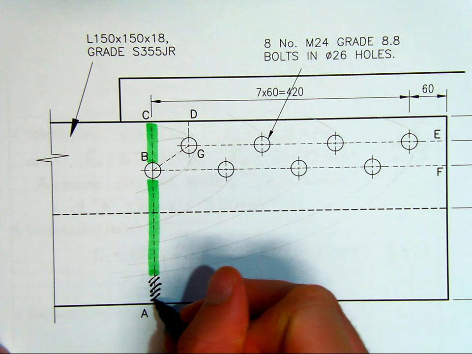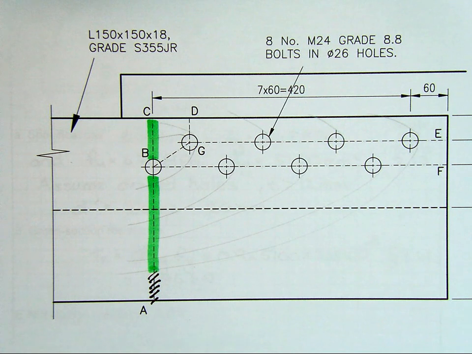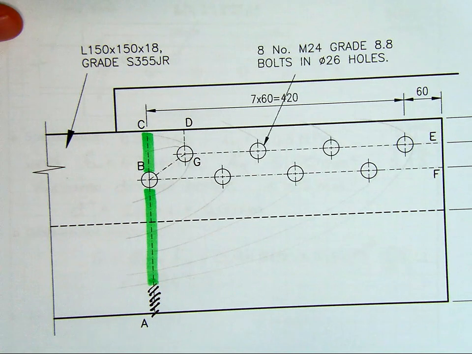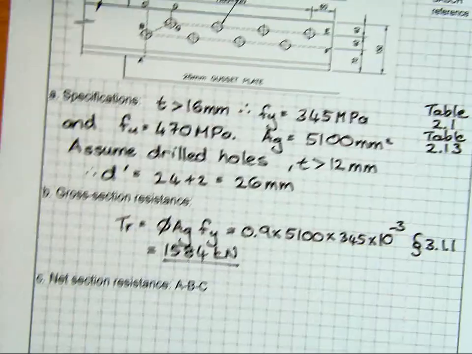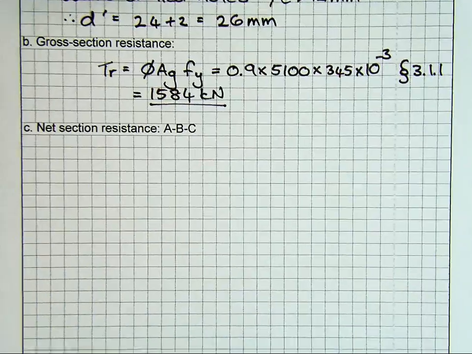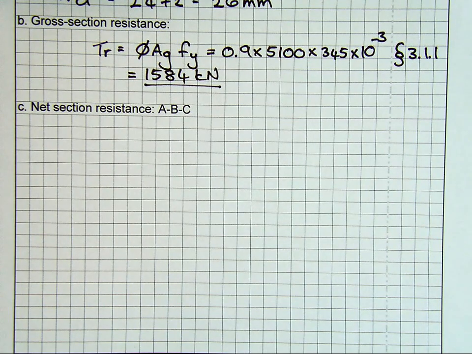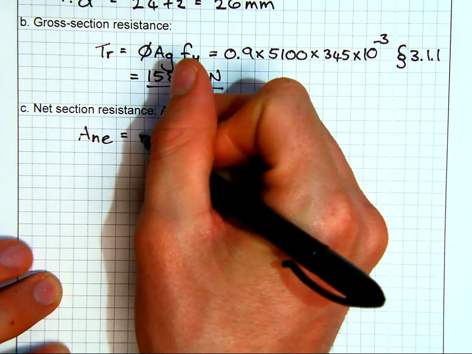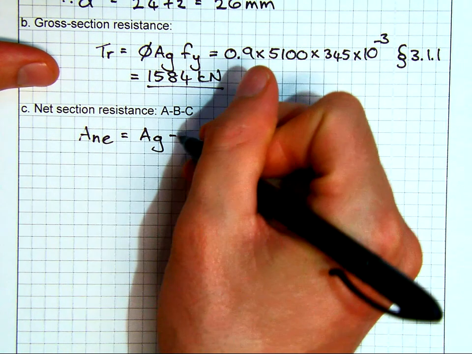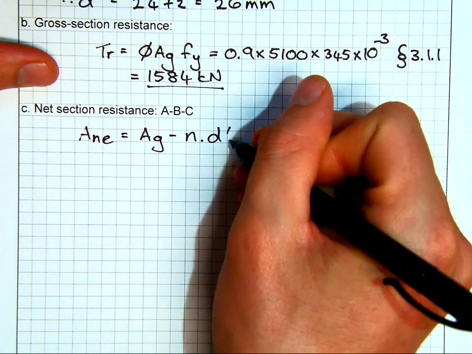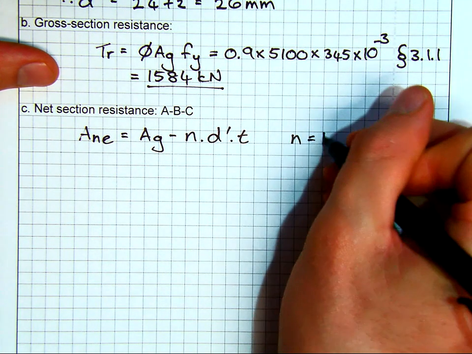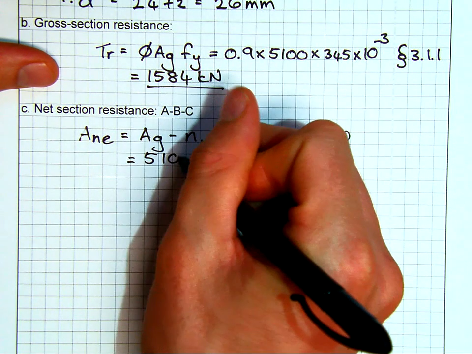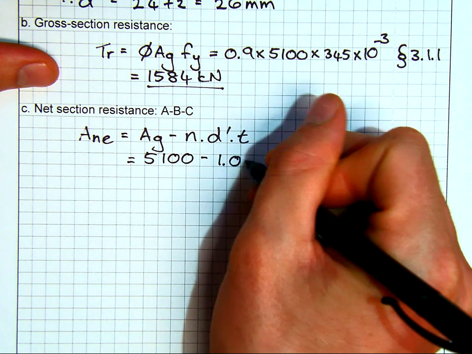So this bit here is lost effectively due to shear lag. Well, approximately speaking, we reduce it to account for that effect and the non-uniform stress distribution. So I'm going to now get that effective area across that section. Our A_NE, our net effective area, is simply our gross area minus the number of bolts times the bolt width times t, and there was only one bolt width across that section. So this is quite a simple calc.